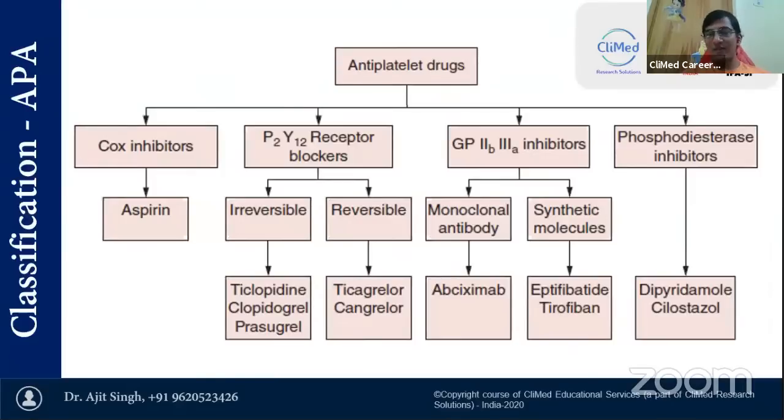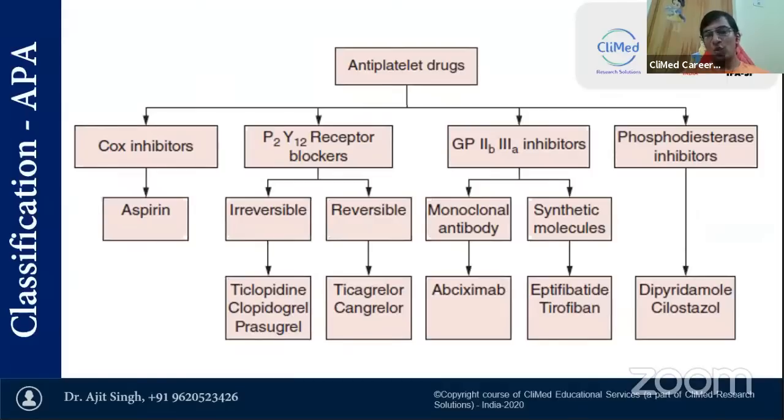AMP into ADP or ADP into ATP. So they stop the conversion or activation of ADP only. That's why we call them ADP antagonists. All are ADP antagonists: clopidogrel, prasugrel, ticagrelor, right? And the receptor type is P2Y12. So these get attached to the P2Y12 receptor and block that process, block the conversion of ADP.